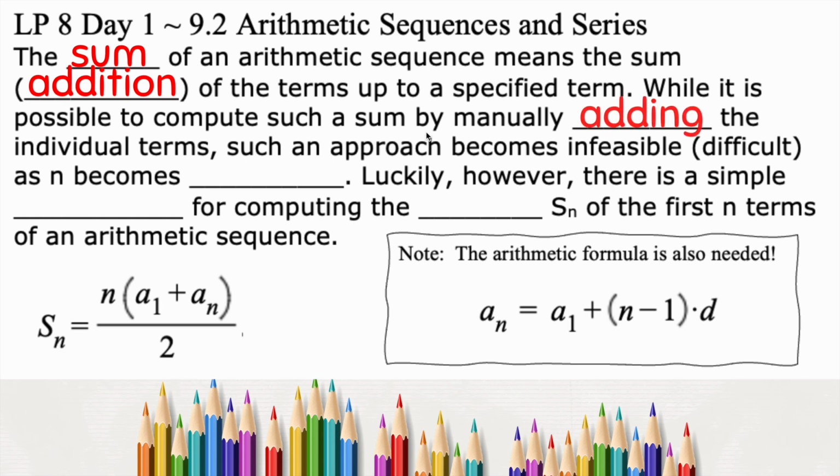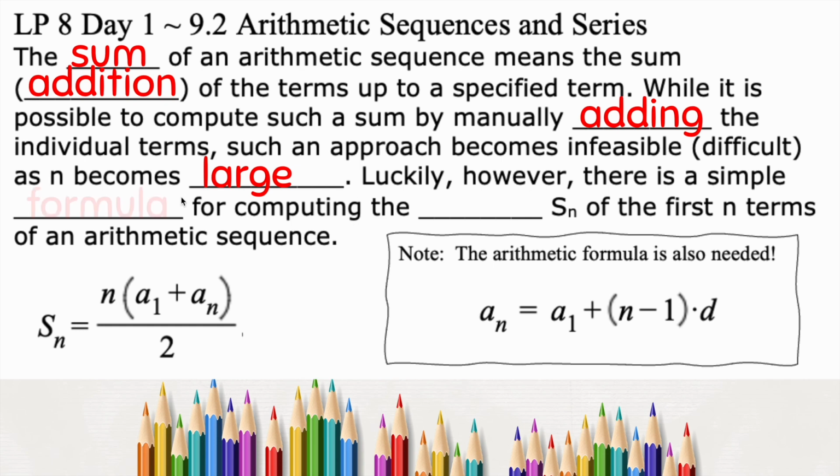While it's possible to compute such a sum by manually adding the individual terms, such an approach becomes infeasible, difficult, as n, the term number you're looking for, becomes large, right? So even if I asked you to go to the 100th term, well, that's a lot of terms. Not only do you have to know all of the terms, but you'd have to accurately add them all, which, the more manual calculations we're doing like that, the more likely it is that we will make a mistake. It's just human nature. It happens.